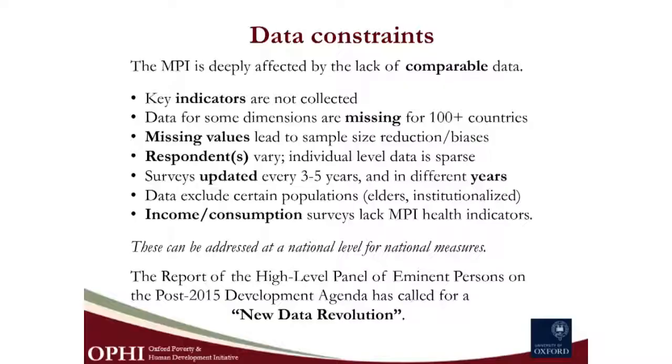At the same time, we are facing some other data constraints. One of the things that I was mentioning before is that here we are trying to find comparable indicators, comparable dimensions across 100+ countries. And therefore, availability of key indicators in the data was one of our main constraints. When the MPI was originally designed, there was a lot of discussion with UNDP about what would be the indicators to be included in the measure.